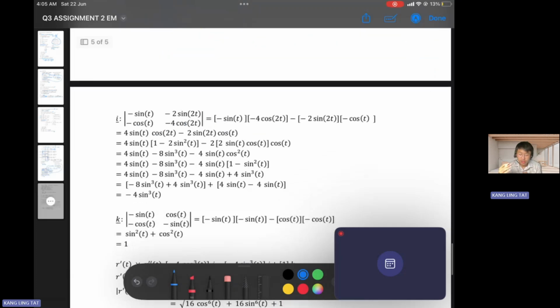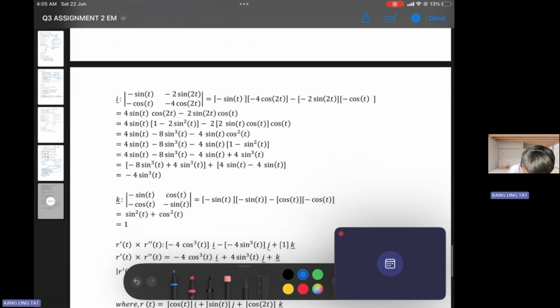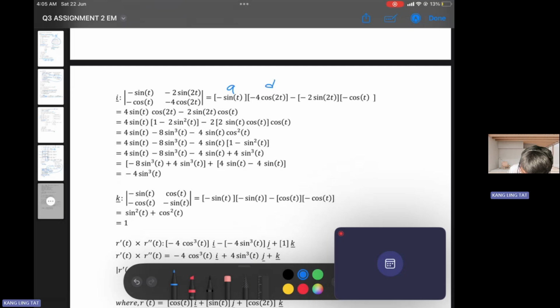So this is going to be the same for j and k also. So basically here also ad minus bc, here also ad minus bc. So rinse and repeat. We also got for j negative 4 sine cube t.